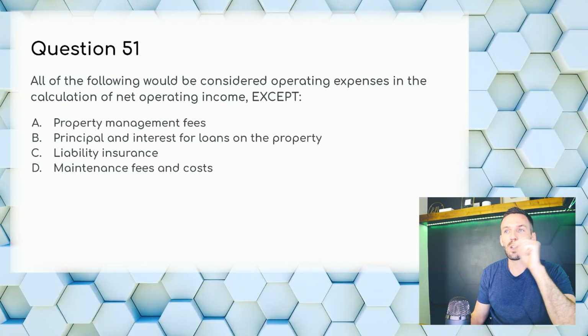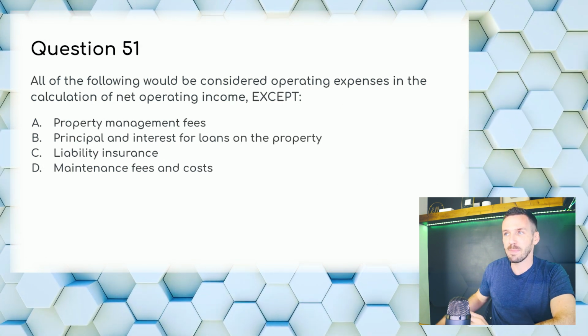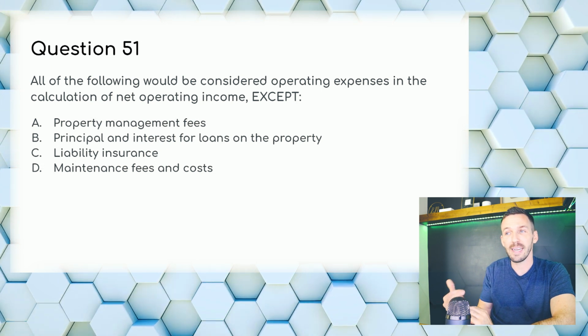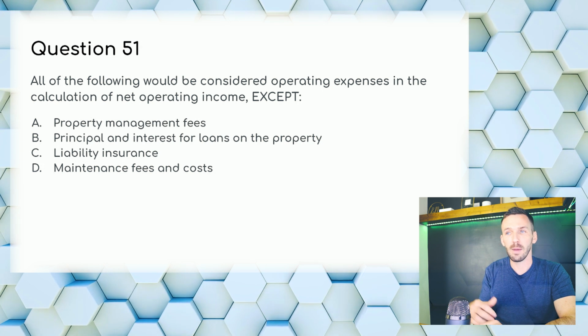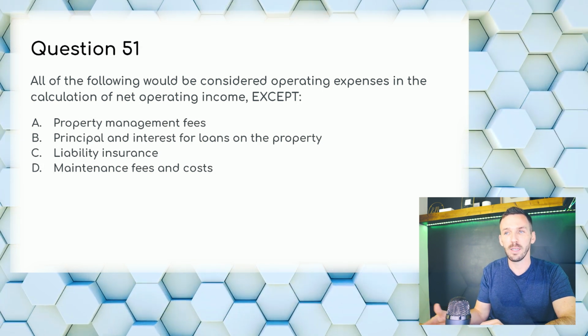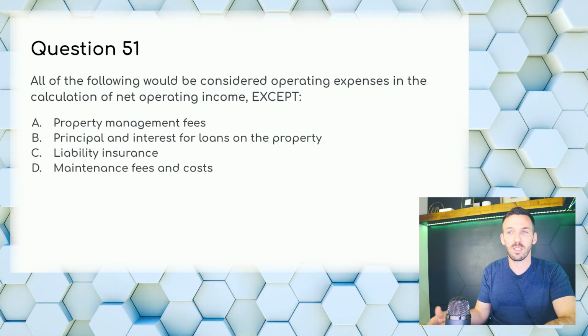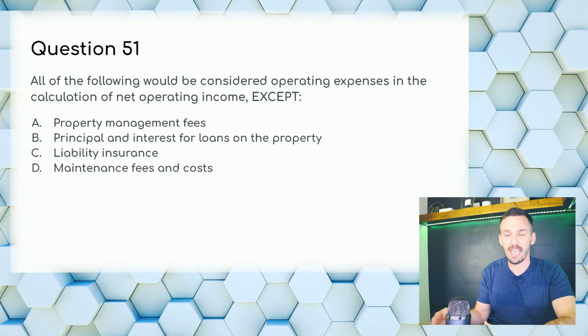Question 51. All of the following would be considered operating expenses in the calculation of net operating income except A. Property management fees, B. Principal and interest for loans on the property, C. Liability insurance, or D. Maintenance fees and costs.